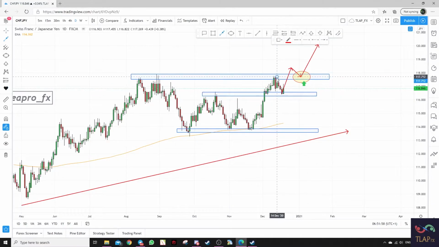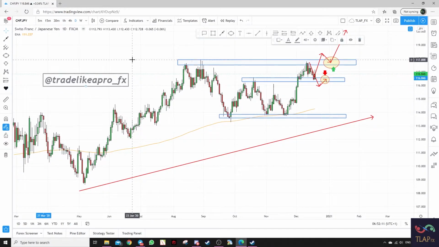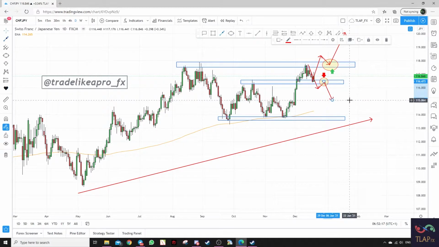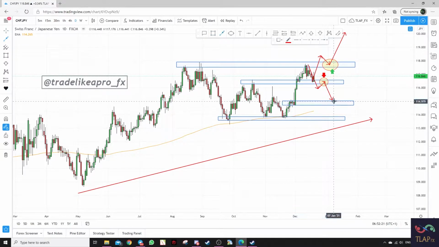However, if prices were to break down and give us a retest here, you can actually look for short opportunities over here. But this will be a counter trend trade, and you always want to trade alongside with the trend. So you have to be quick with your decision and maybe aim towards this level or this level.